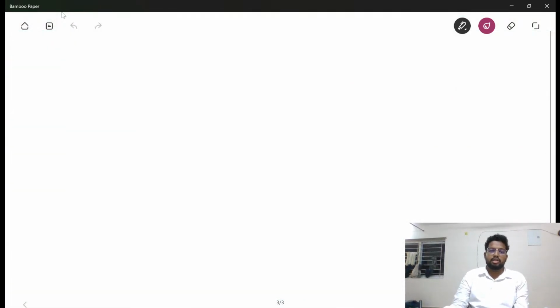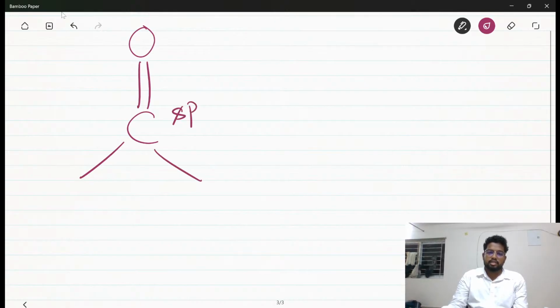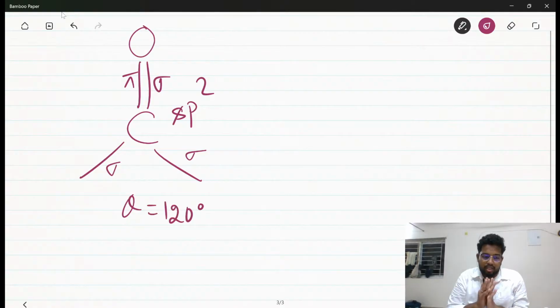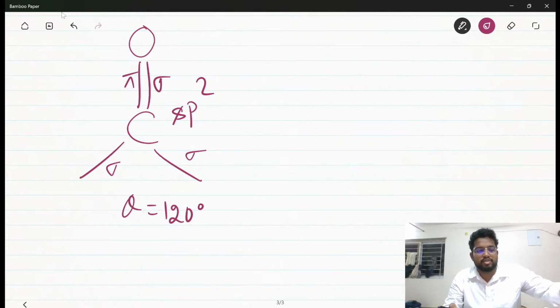So any carbonyl you see, it is C double bond O, single bond, single bond. Hybridization sp2. 1 sigma 1 pi here, sigma sigma. Approximate bond angle will be 120 degree. We know all these informations from the previous classes.